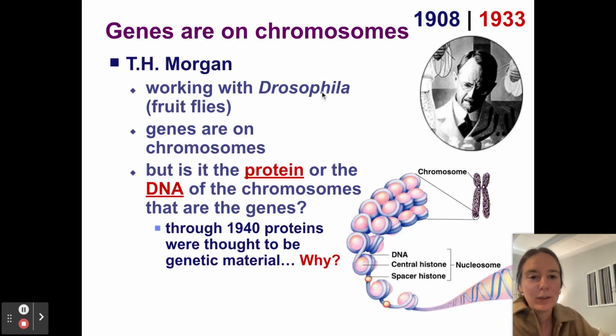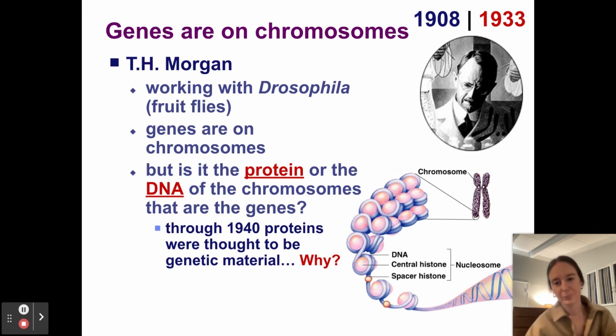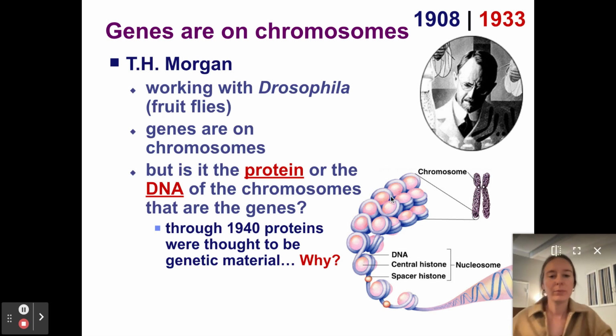All right, so the first piece of history, we're going to talk about Morgan, and we actually talked about Morgan last chapter. He worked with Drosophila, or fruit flies, in the 1930s, and he found that genes are on chromosomes. So that was his big discovery. But we know that chromosomes are made up of two molecules. They're made up of proteins.